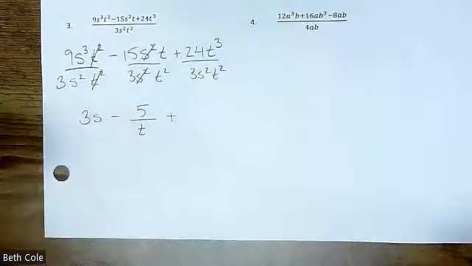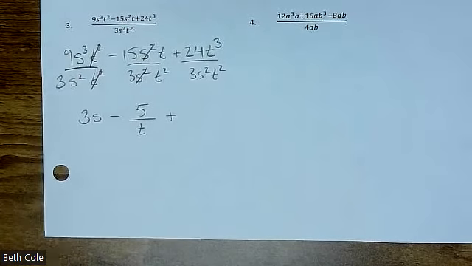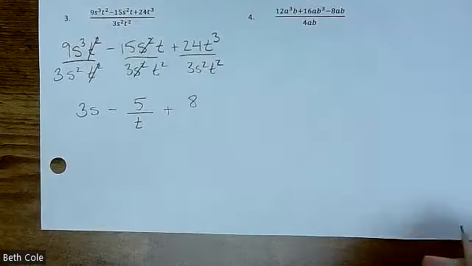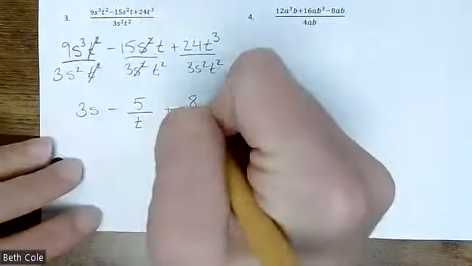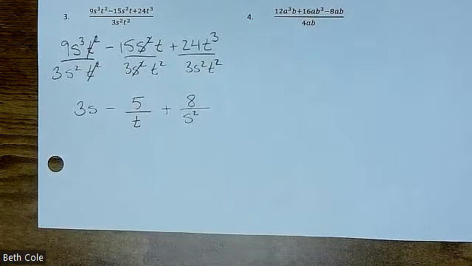Okay, and then the last one, plus 24 divided by 3. Do you guys know that one? 8. Oh, it is 8. 6 was close. All right. S squared. Well, there aren't any other s's, so it's just going to stay where it is. If it doesn't combine with anything, just leave it where it is.